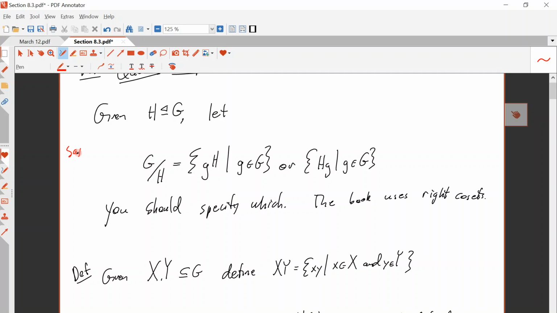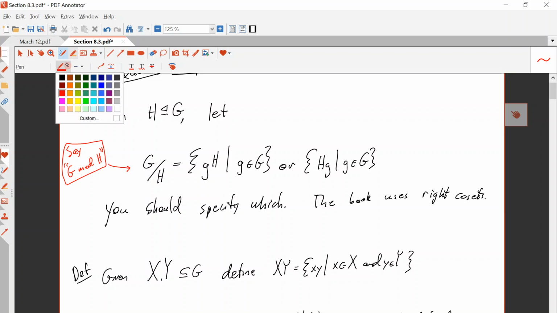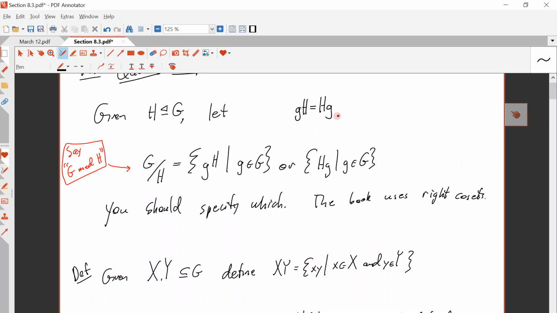Say G mod H is the set of all left cosets or the set of all right cosets. And you should specify which. The book uses right cosets, but it doesn't matter because with a normal subgroup, left cosets are right cosets. This is not true in general. A normal subgroup is one that satisfies this for every little g in G.